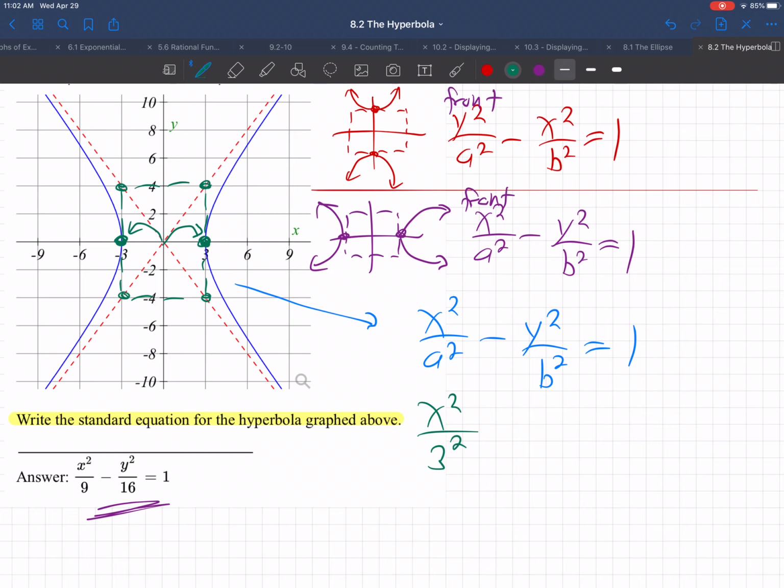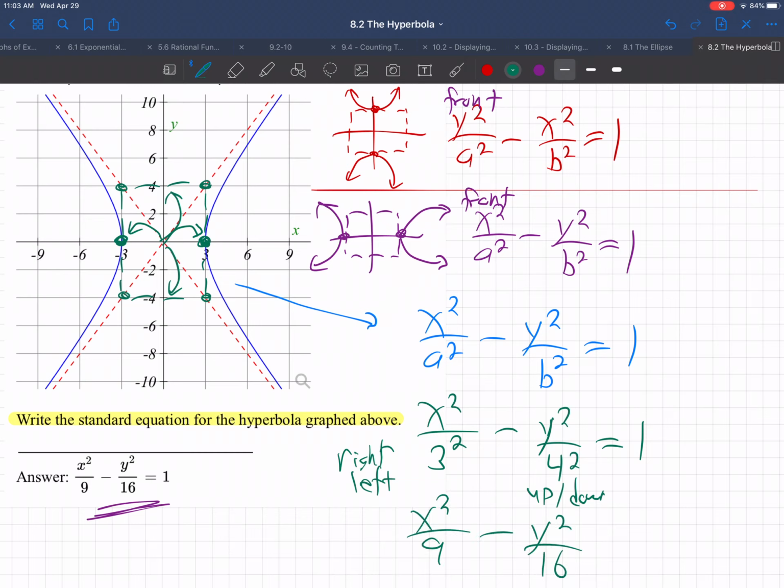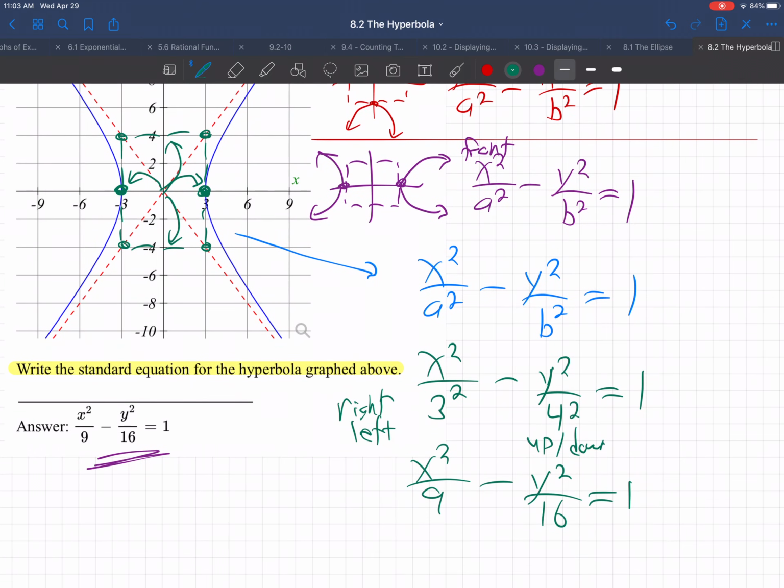That goes under x because it's right, left. And what goes under y is how far up, down, that's 4. Y is always up, down. So that's 4 squared, equals 1. So simplify that. That's x squared over 9 minus y squared over 16 is 1. There we go. And that's exactly what they got right there.